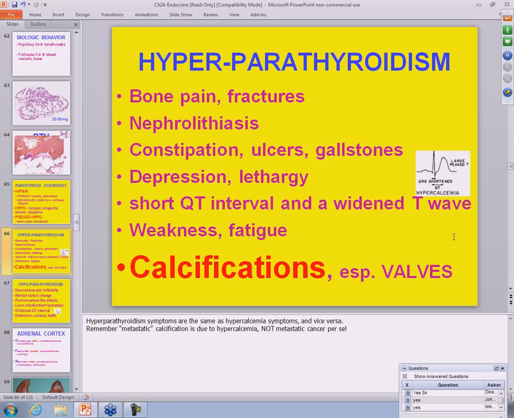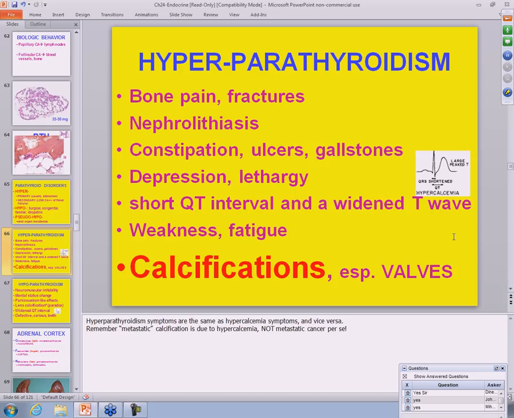So when you go into your classical presentation scenarios on your board question, you're going to see somebody that comes in with depression and lethargy, and you go, oh my God, isn't that the differential diagnosis of just about every disease known to man? Well, it's very, very big with hyperparathyroidism: weakness, fatigue.